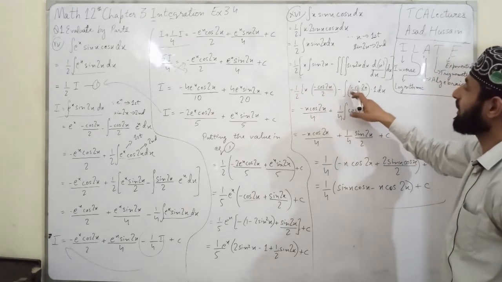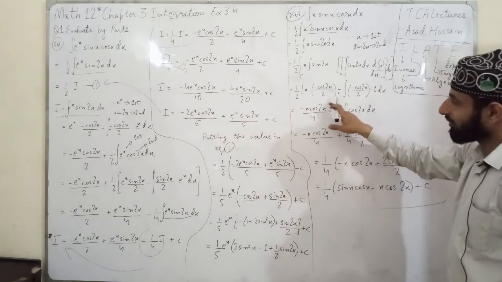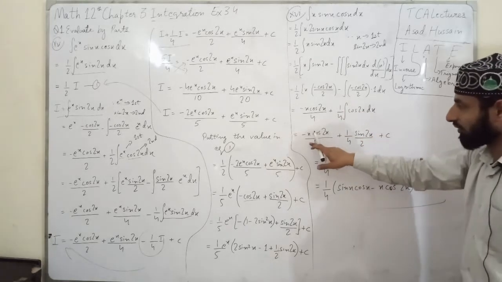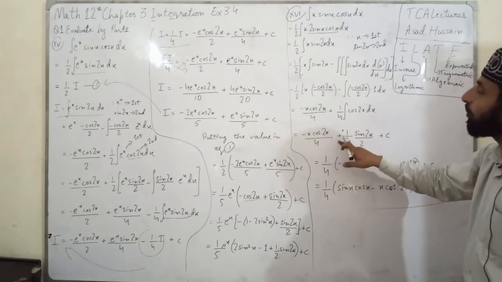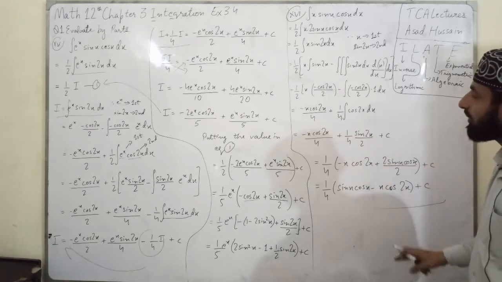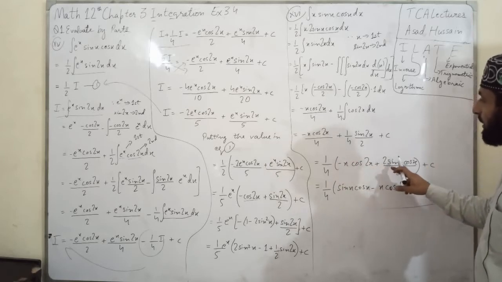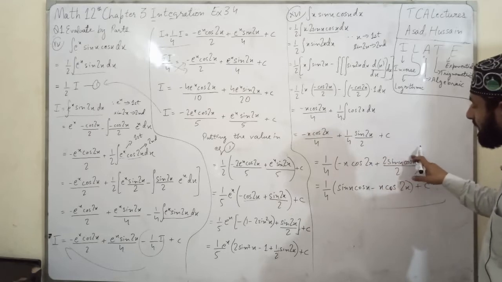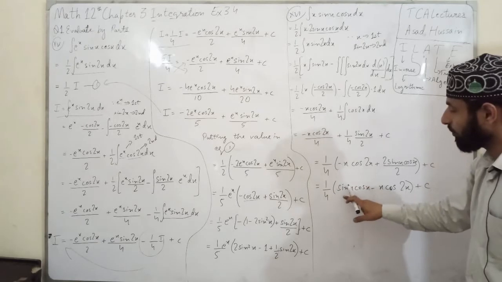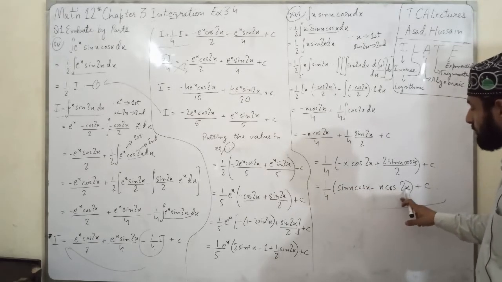Negative integral of negative cos 2x over 2 into 1 dx, which gives negative x cos 2x over 4 plus 1/4 integral cos 2x dx, which is equal to negative x cos 2x over 4 plus 1/4 sin 2x over 2 plus c. Taking 1/4 as common, we get 1/4 negative x cos 2x plus, putting the value of sin 2x as 2 sin x cos x, over 2 plus c, which can be further simplified as 1/4 sin x cos x negative x cos 2x plus c.